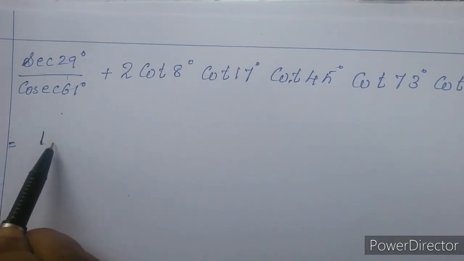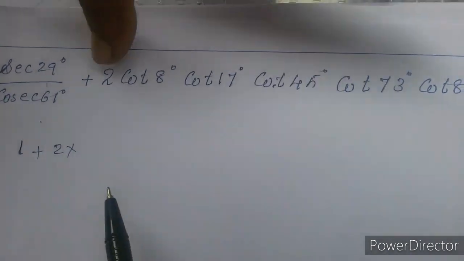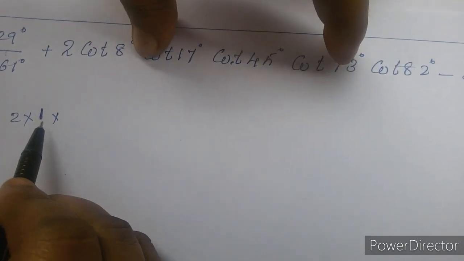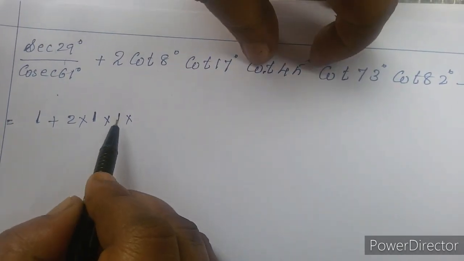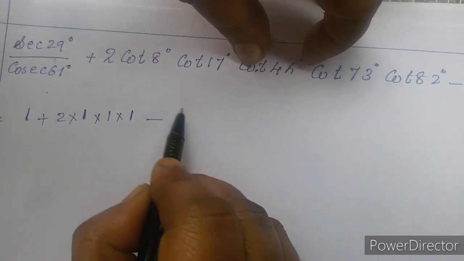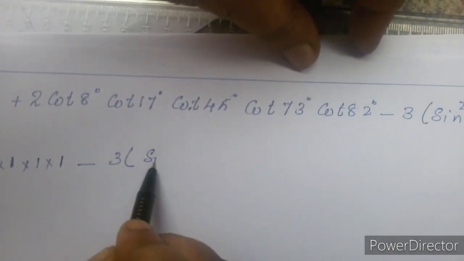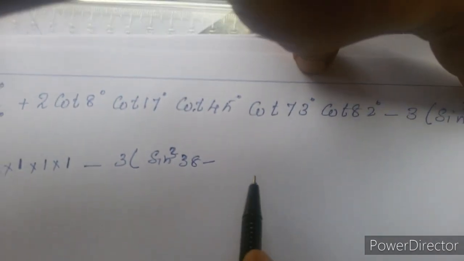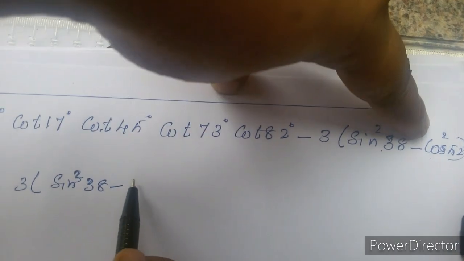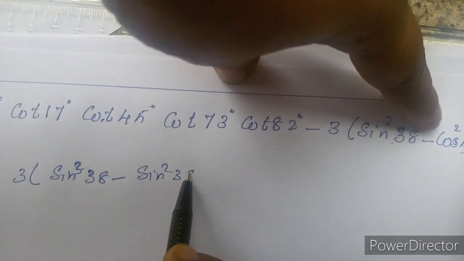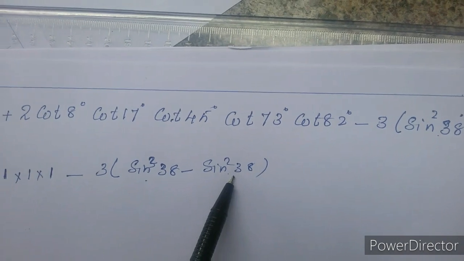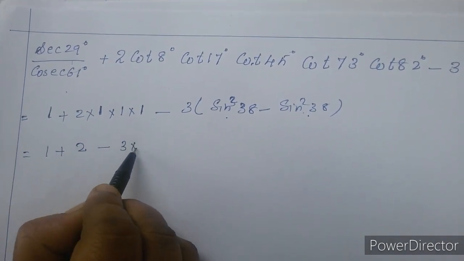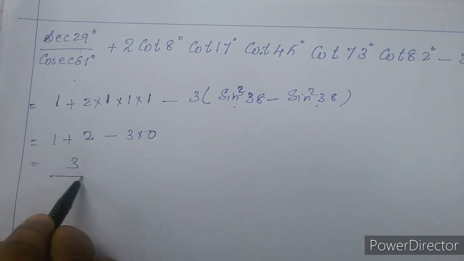This one is 1 plus 2 into first cot 8 and cot 82 group 1, into second 17 and 73 1, into cot 45 1, minus 3 into sin square 38 minus cos square 52. Cos 52 means sin 38, so cos square 52 means sin square 38. So sin square 38 minus sin square 38 is 0. So what will be the answer? 1 plus 2 minus 3 into 0, 0. Therefore 1 plus 2, the answer we will get is 3.